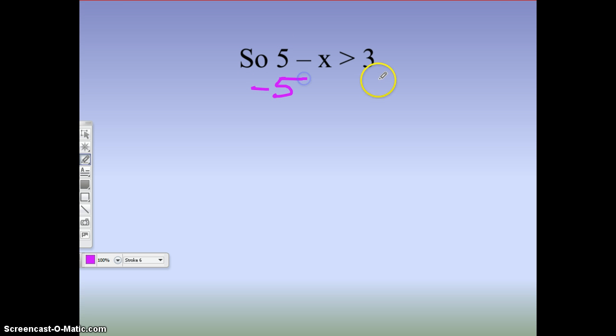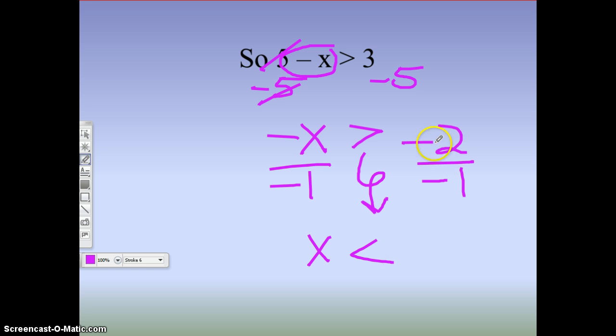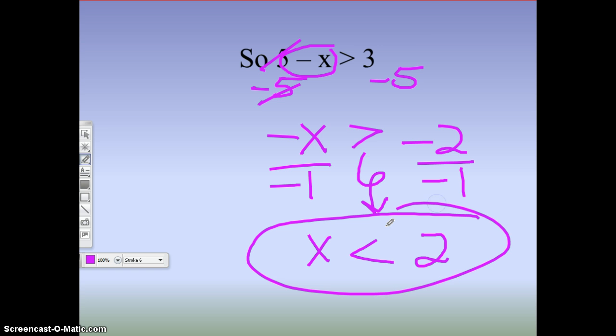We'll want to subtract 5, so we'll subtract 5 from both sides. We're left with a negative x is greater than 3 minus 5 is negative 2. We want to get x all by itself without that pesky negative. Negative divided by negative gives us a positive. We have to flip over the operator to the other direction. Negative 2 divided by negative 1 gives us positive 2. And then we would graph it just like the others. Here's 2. X is less than 2.